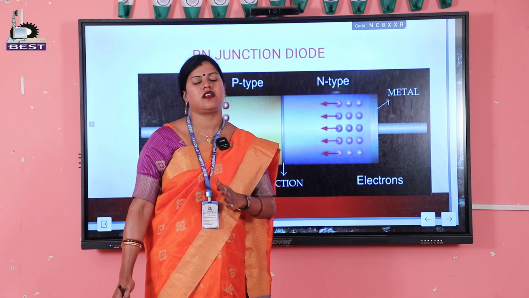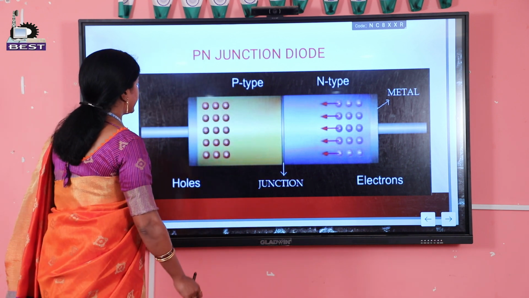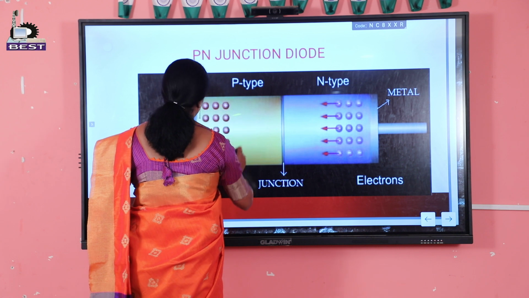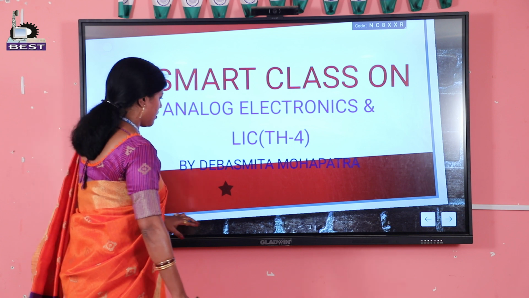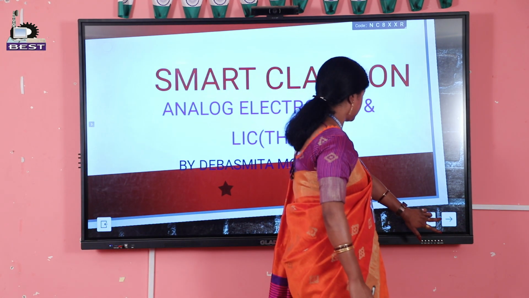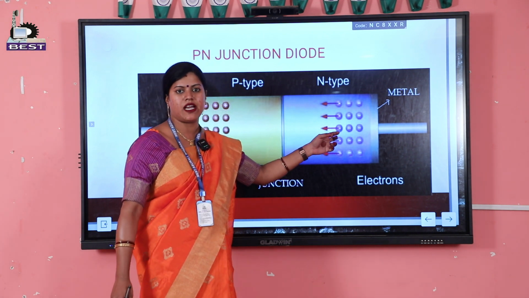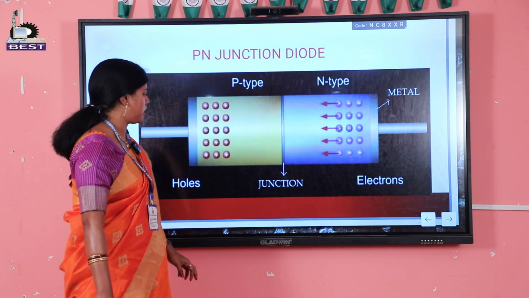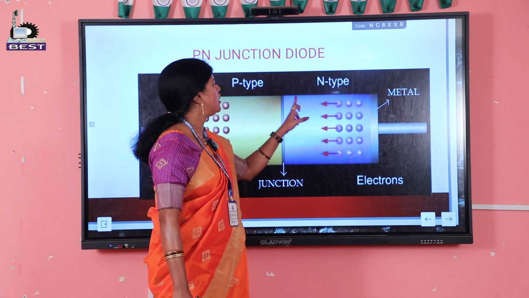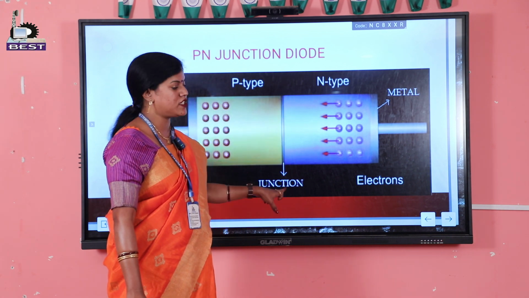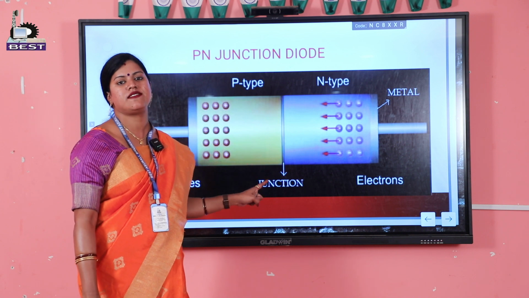When a P-type semiconductor is suitably joined with an N-type semiconductor, then a PN junction diode is formed. In P-type semiconducting material, the majority charge carrier is hole. In N-type semiconducting material, the majority charge carrier is electron. The junction where the P-type semiconductor is joined with the N-type semiconductor is known as the PN junction, and here a barrier is developed, that is the potential barrier.